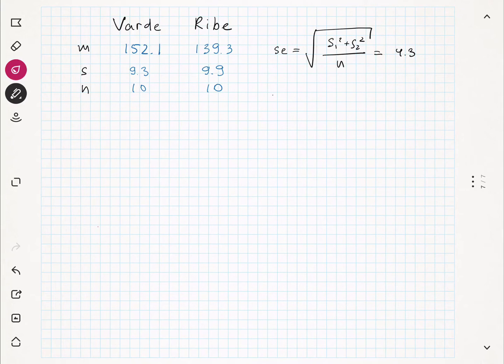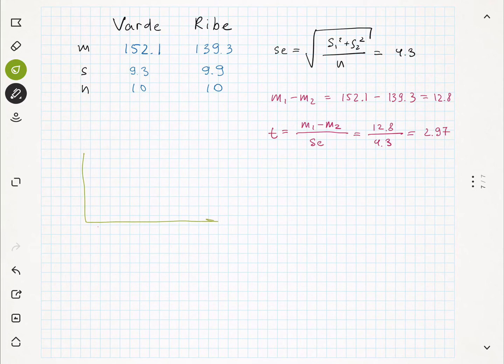Now the difference between M1 and M2 is 152.1 minus 139.3, which gives us 12.8, not approximately of course, because we have rounded the values. Now the t-value is the ratio between the difference of our samples and the standard error we have calculated, right? So it will be 12.8 divided by 4.3, which gives us 2.97, which is quite extreme. Now let's consider all three cases.